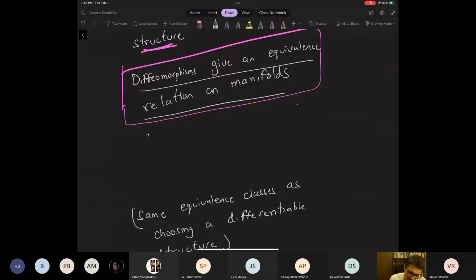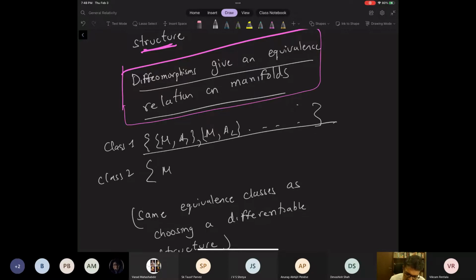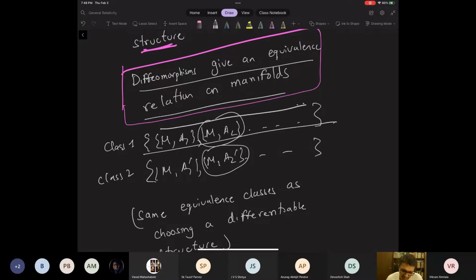Basically we partitioned our manifolds into classes like this. So MA1, MA2, and so on. This is class 1, this is class 2, and all of these are compatible atlases. And this is some A1 prime, A2 prime, and so on. And these are all compatible atlases. But any member of this class and this class are not compatible.